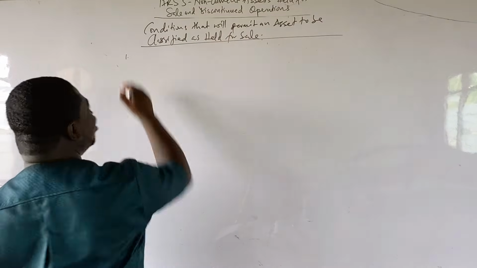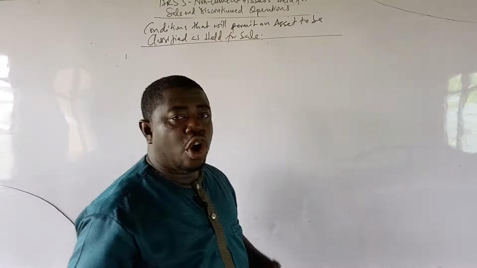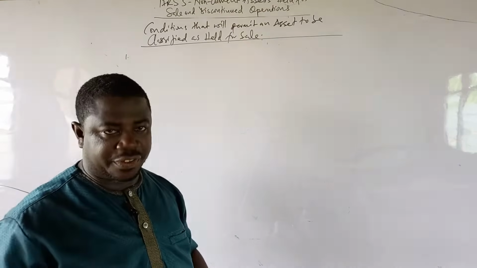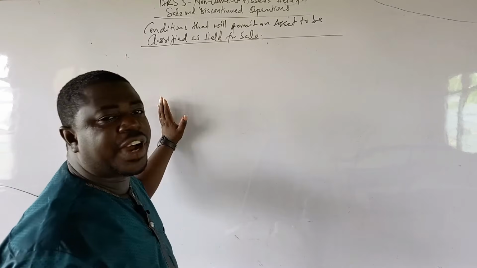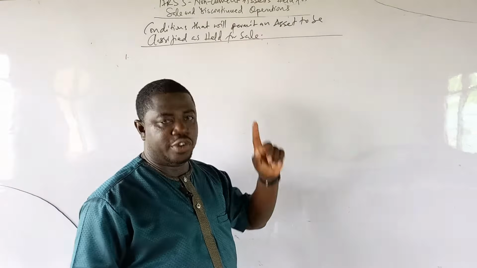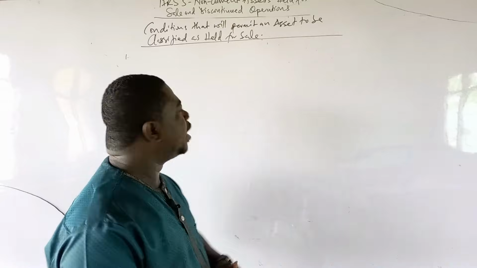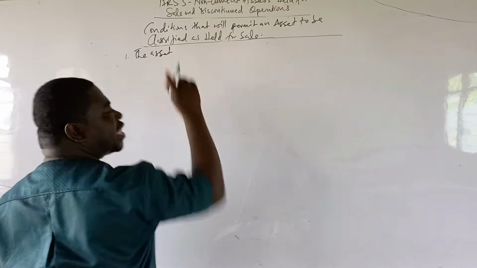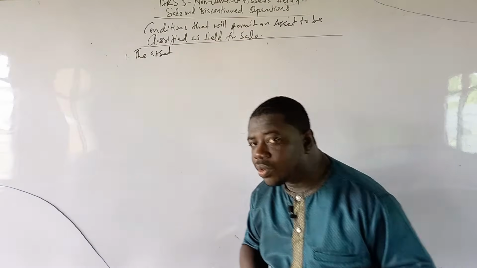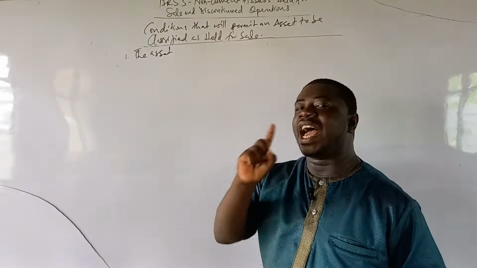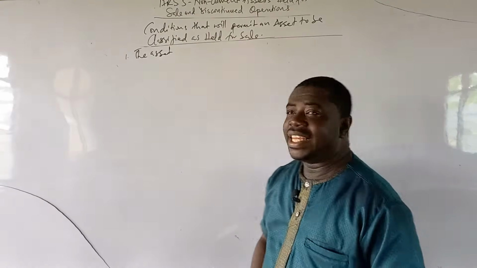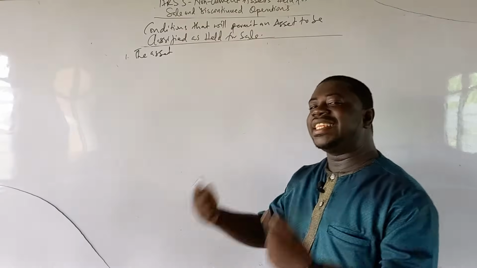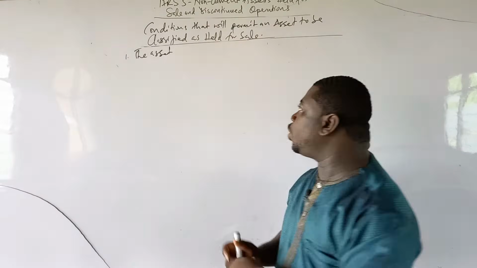And please pay attention to these conditions very well, because all these conditions must exist, or most of them must be satisfied before we can classify an asset as held for sale. So please pay attention. Now, the first condition is that the asset must be available for immediate sale, and that the sale must be highly probable. I repeat, the asset must be available for immediate sale, and that the sale must be highly probable. So it's in two parts.